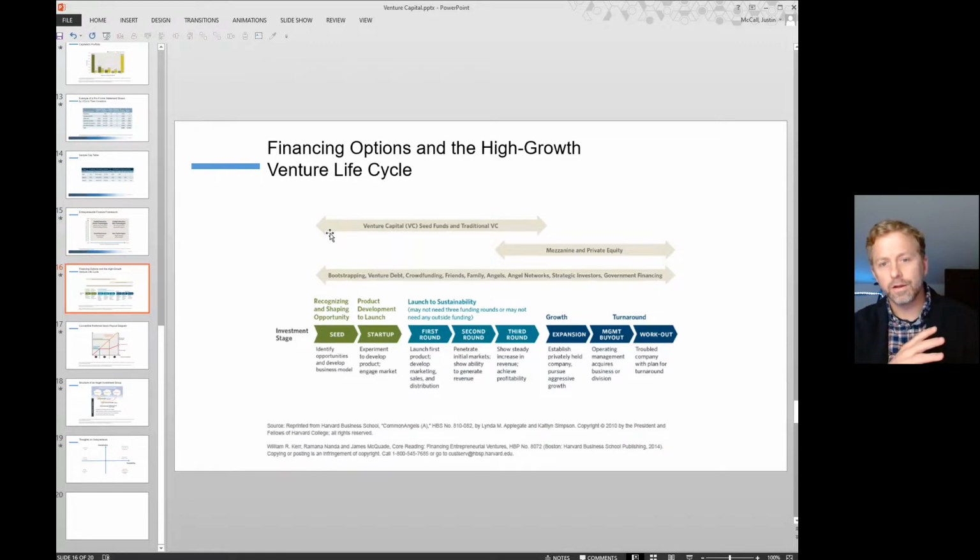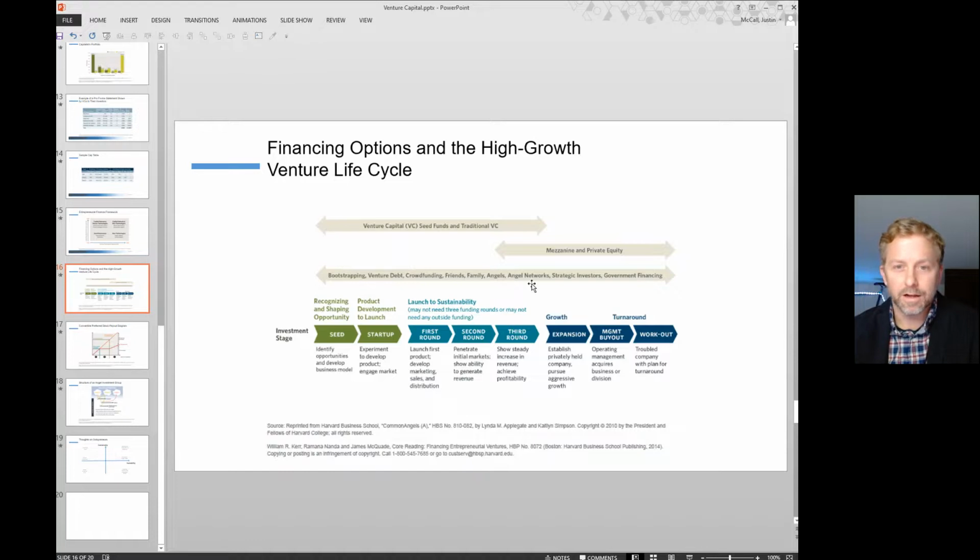Okay, not going to spend a ton of time here, but the bottom line is to show you the financing options that are available for a high growth venture life cycle. So venture capital, seed funds, and traditional VC are typically going to be involved all the way from the seed stage up through around the third round. So Series A, B, and C. So around here to Series D even is typically where VCs are going to play. They don't really care about expanding existing businesses that are growing super large. At that point, they're going to go back and look for the next things that they can work through, because this is their sweet spot. This is what they know.